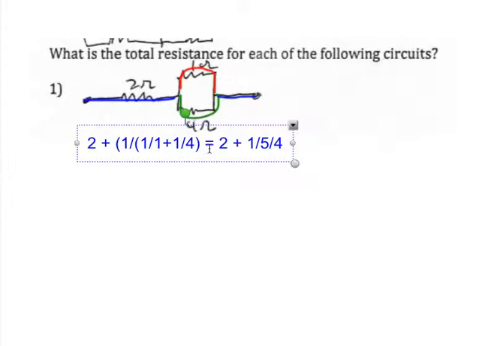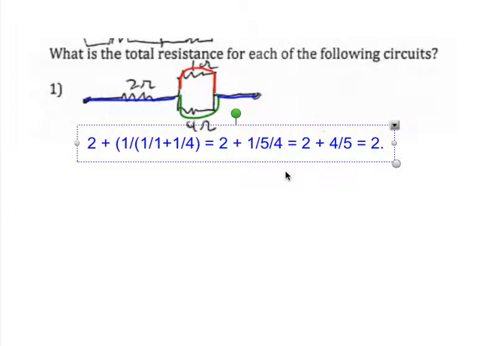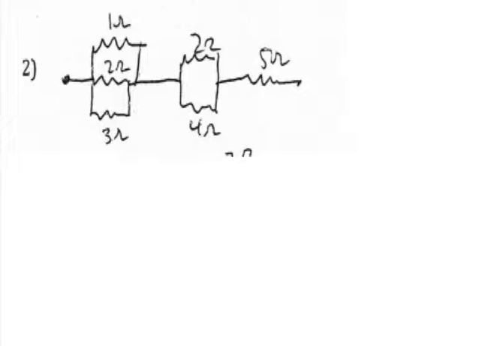Yes, 4 plus 1 is 5/4. So we have 5/4 on the bottom. So that's going to be equal to 2 plus 4/5. And so 2 plus 4/5 is going to come out to be about 2.8 ohms. All right, so that's not so bad. Let's try the next one.